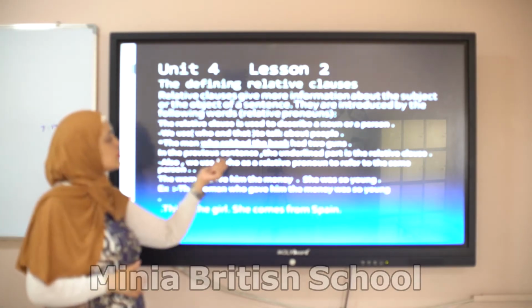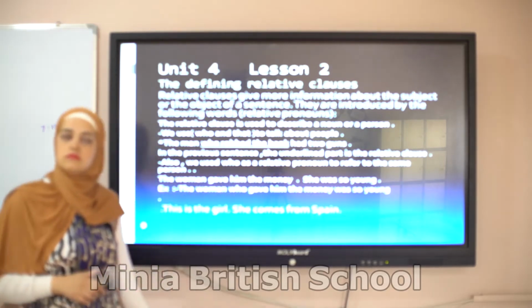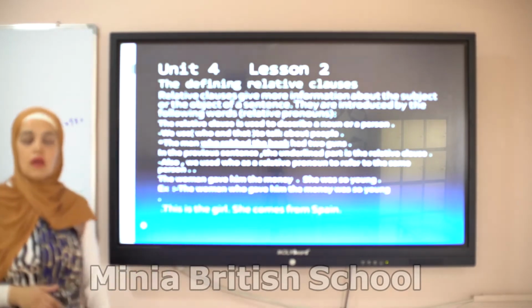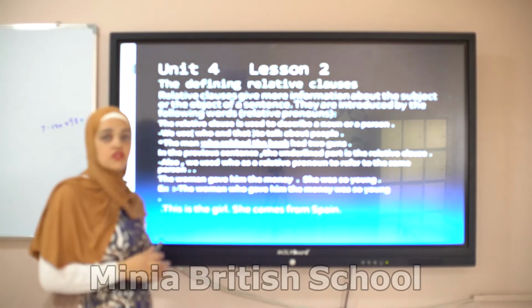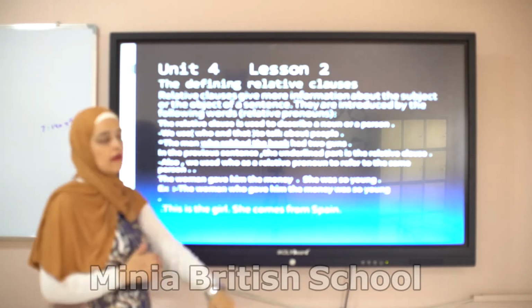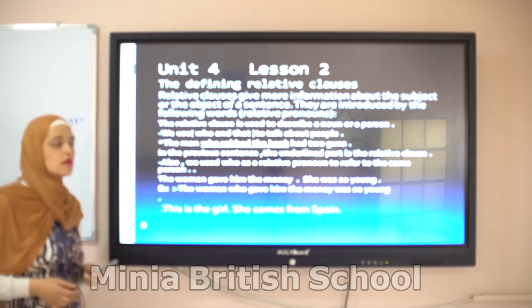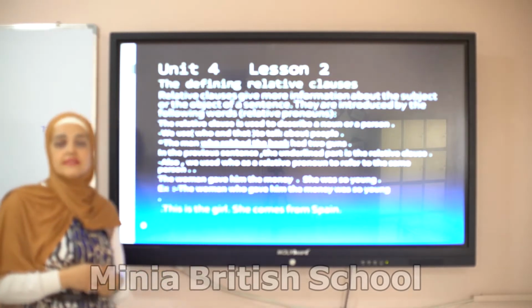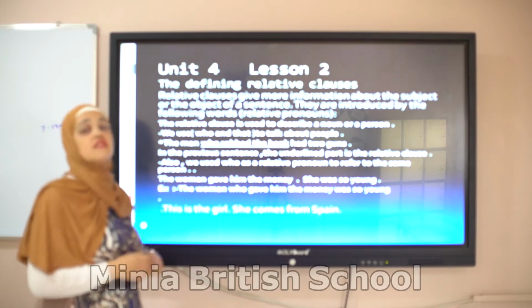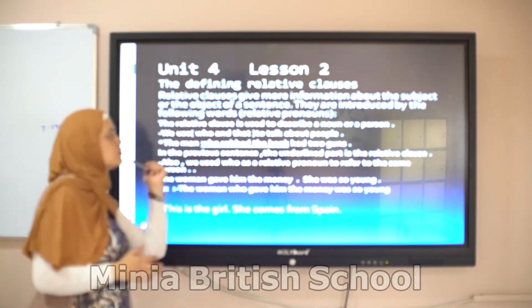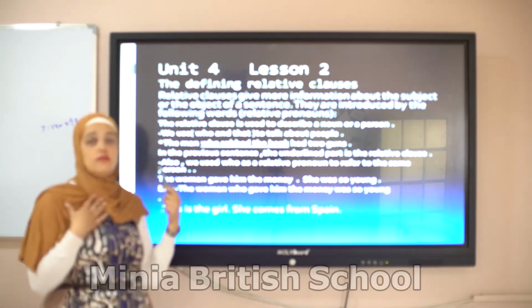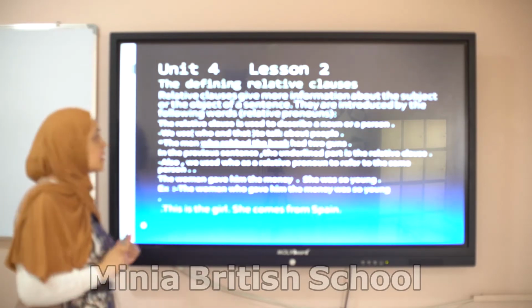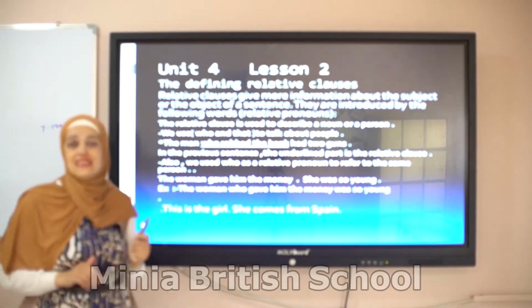The man who robbed the bank had 2 guns. Here we have underlined "who robbed the bank." Why did we underline it? Actually, we underlined this part because this is our relative clause that gives us information about the subject. And there's something else: the subject is a person.